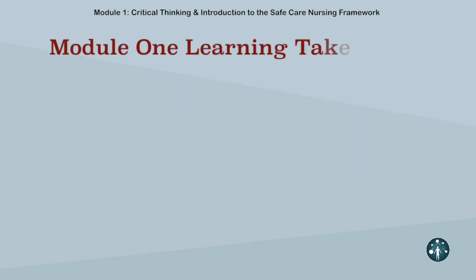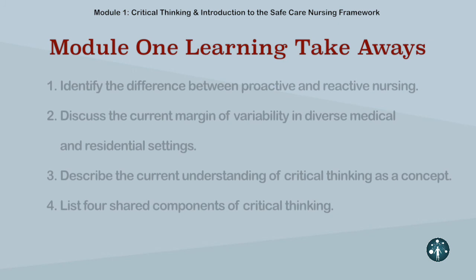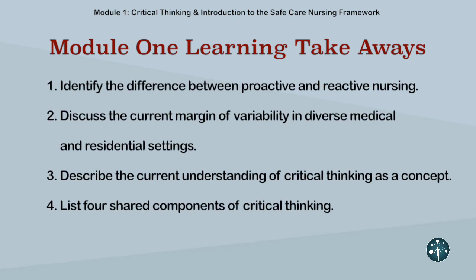Learning takeaways from Module 1 include: 1. Identify the difference between proactive and reactive nursing. 2. Discuss the current margin of variability in diverse medical and residential settings. 3. Describe the current understanding of critical thinking as a concept. 4. List the 4 shared components of critical thinking.